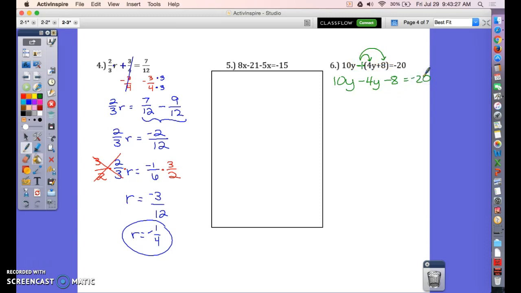So remember how I just said a minute ago, simplify whatever you can first. Remember to combine like terms. Like terms are terms with the same variables and the same exponents. So I can see here that 10y minus 4y have the same variables. I would simplify that first. 10y minus 4y is a 6y. Keep the -8, keep the -20, keep the equal sign. Now this equation looks just like the other one, so undo, finish solving by using inverse operations. I would add 8 to both sides first.